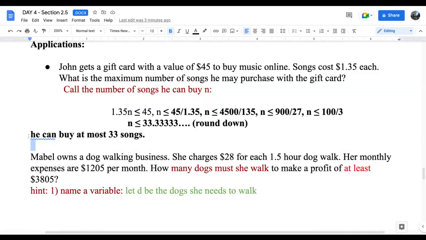So how do we answer the question? At the most, he can buy 33 songs. Okay? He cannot buy 34 songs. He can buy at the most 33 songs. Any questions?